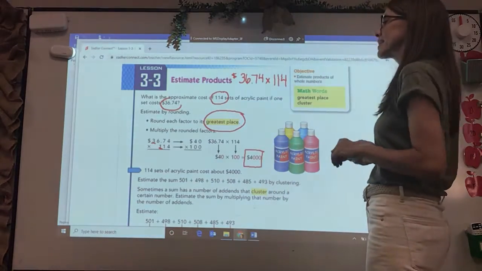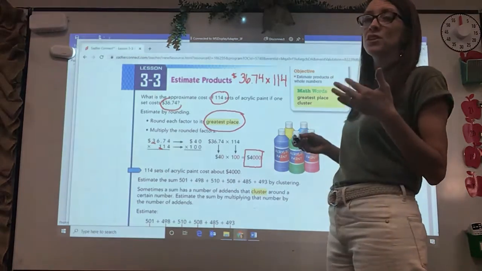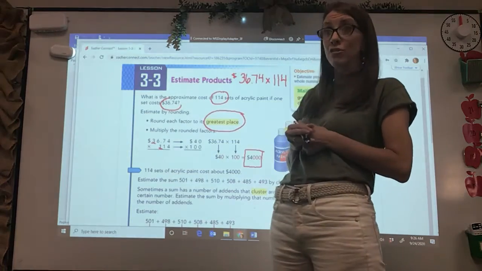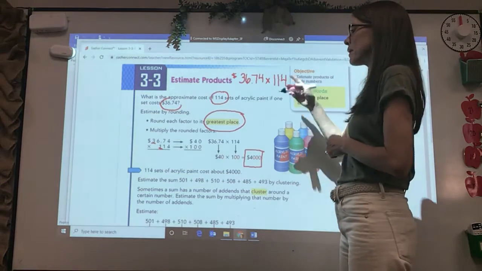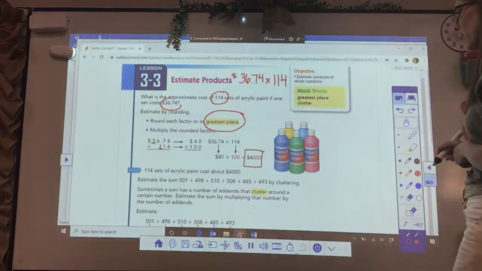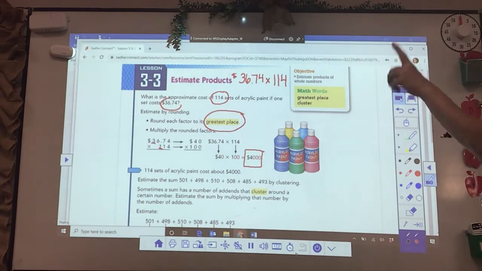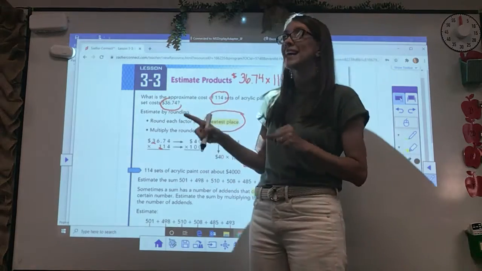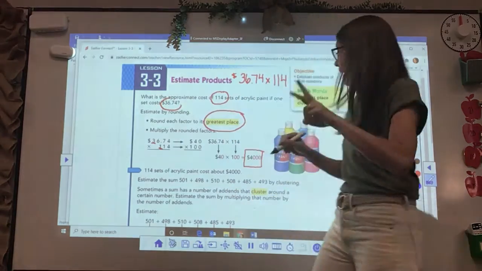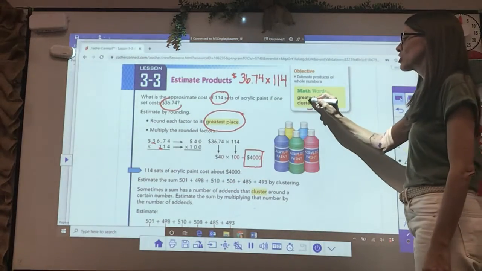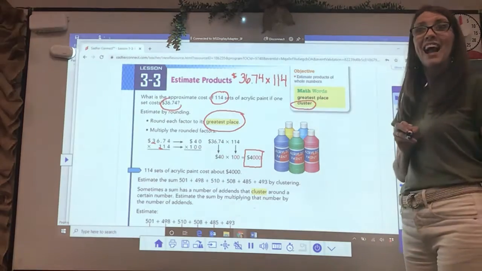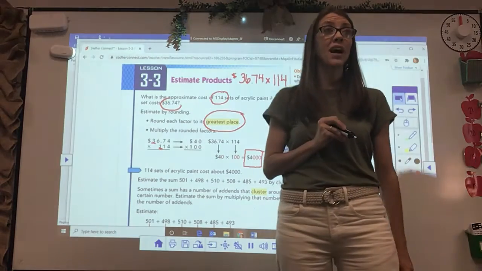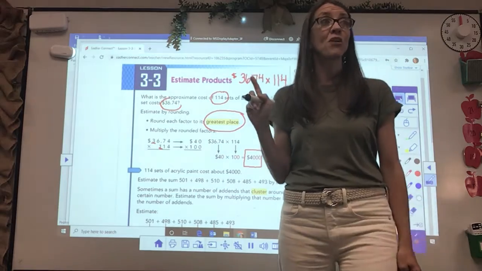All right? Again, like I said, some math things you don't need to know unless you're going to go into a math field or a science field. But estimating, you want to know that. So let's look at some more. This is one way to estimate products, by rounding. There's a second way, and it's called clustering. Okay, I think this is a new concept, so watch closely.